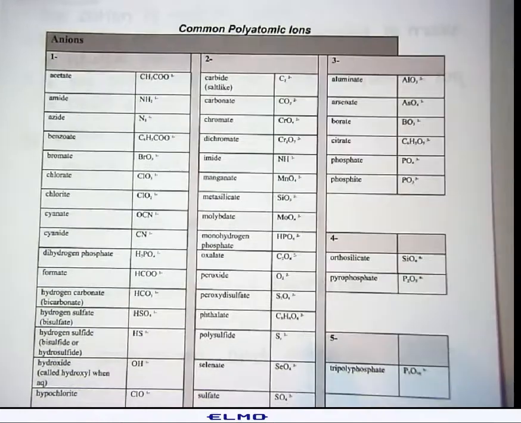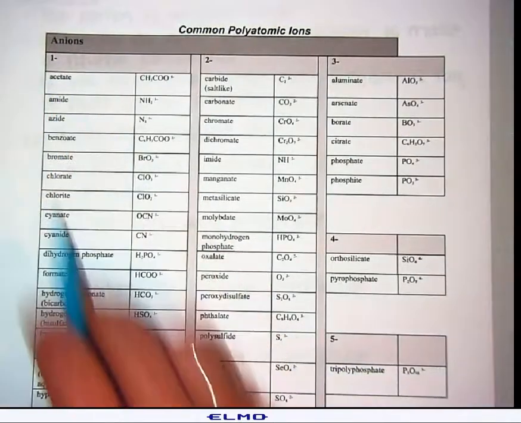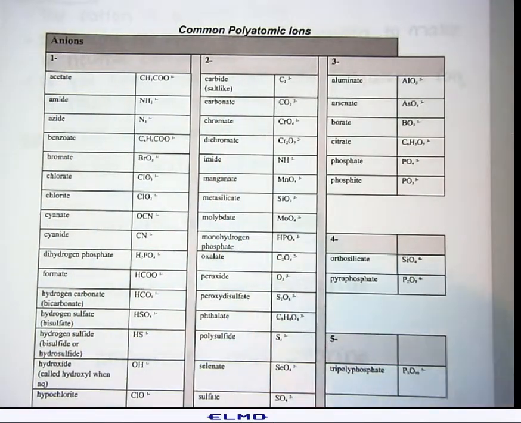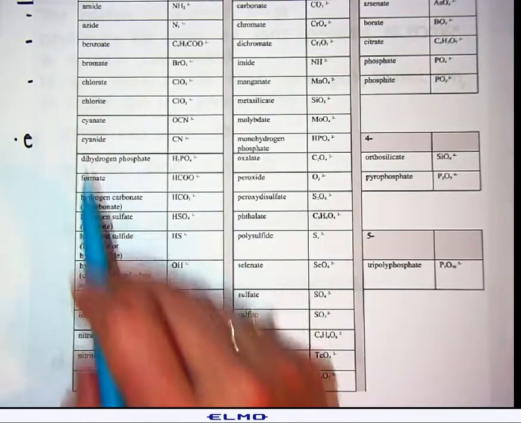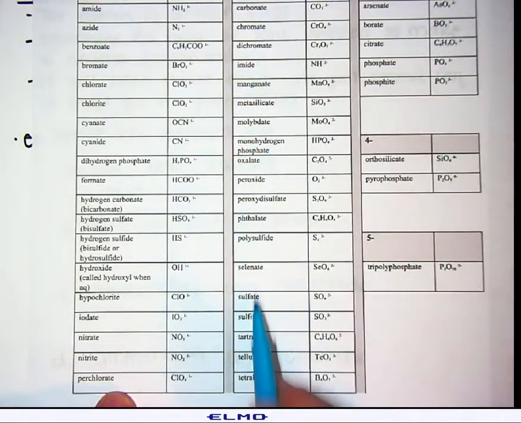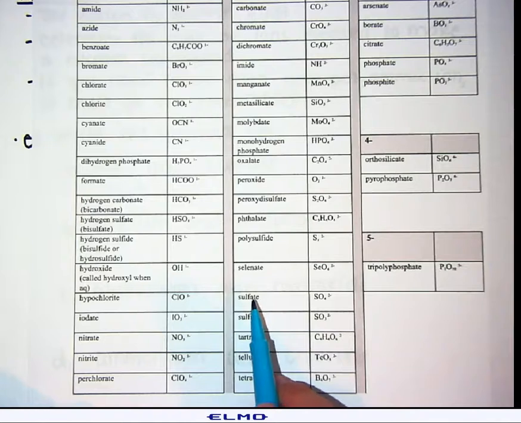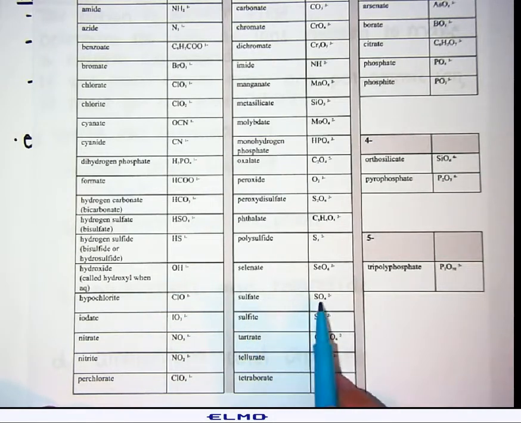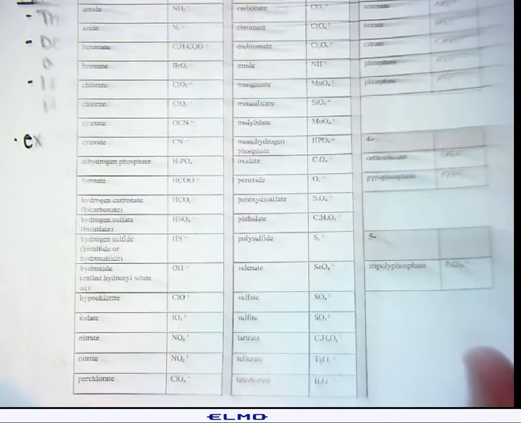A little tip for your polyatomic ions, they are arranged according to charge, but each column is in alphabetical order. So go through the first column, look for sulfate. If you don't see it, go to the second column. We're looking for sulfate. Be careful, because I have a sulfate, A-T-E. I also have sulfite, I-T-E. So you want to make sure you're picking the correct polyatomic ion. Sulfate is SO4, 2 minus.